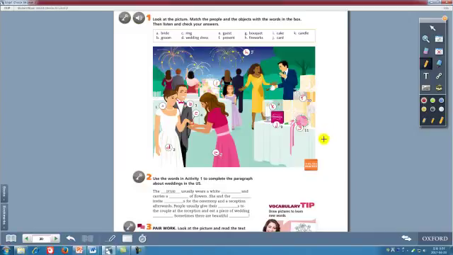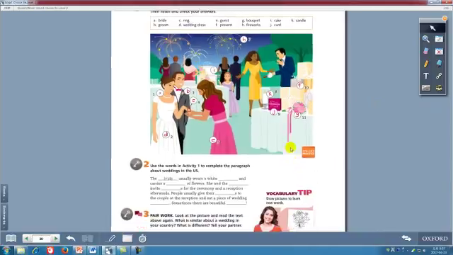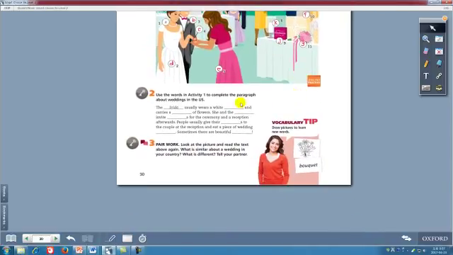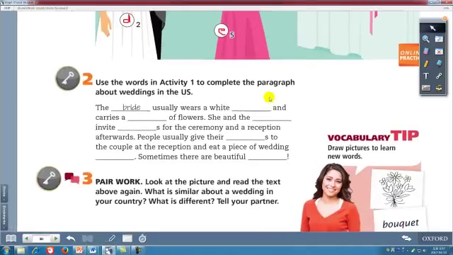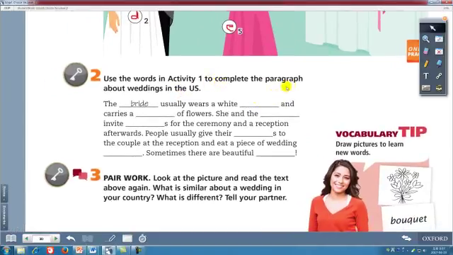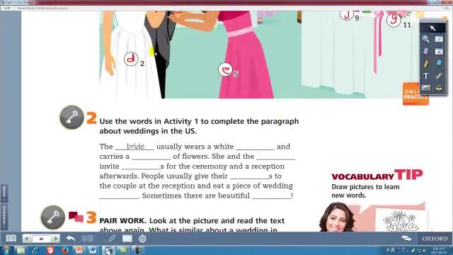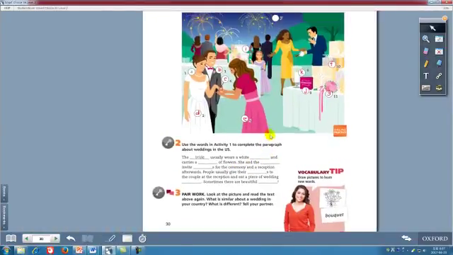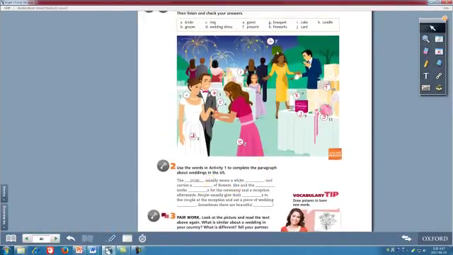Okay, make sure you guys get those answers properly. You understand what each of those are. Okay, so let's jump down here to exercise number 2. What do we have here? We're going to use the words from activity 1 and complete the paragraph about the weddings in the U.S. So the bride usually wears a white, what? What does she usually wear? This is a white dress. Usually wears a white dress and carries a bouquet of flowers.